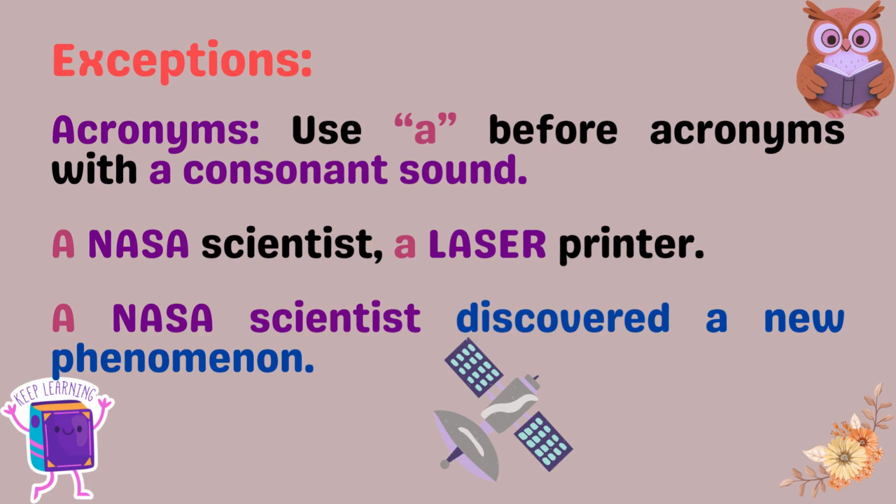Exceptions. There are a few exceptions when using a and an. Acronyms. Use a before acronyms with a consonant sound. A NASA scientist, a laser printer. For example, a NASA scientist discovered a new phenomenon.